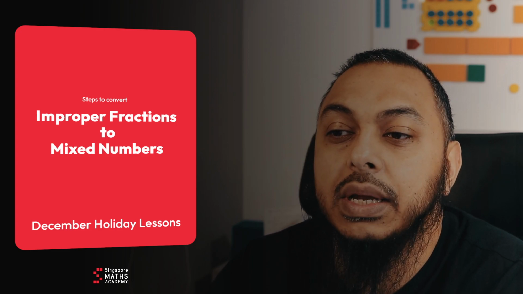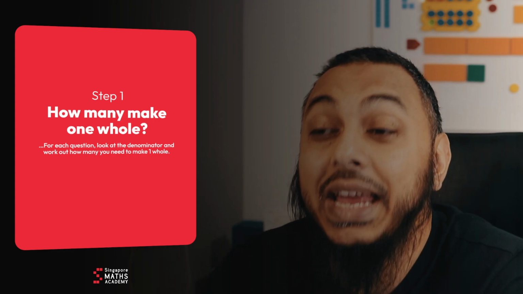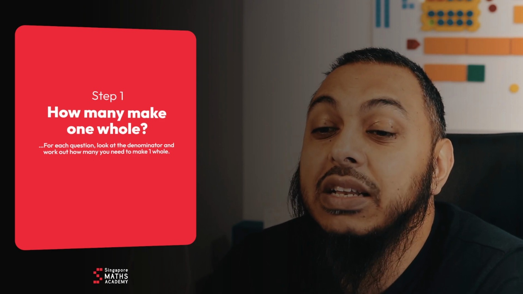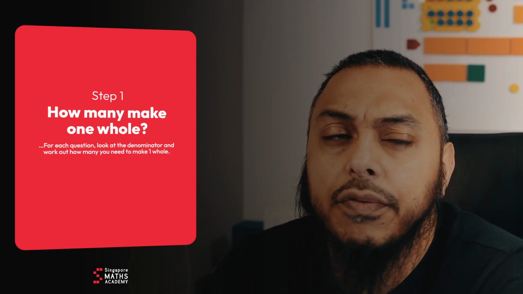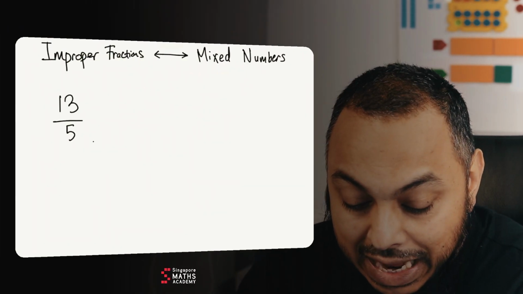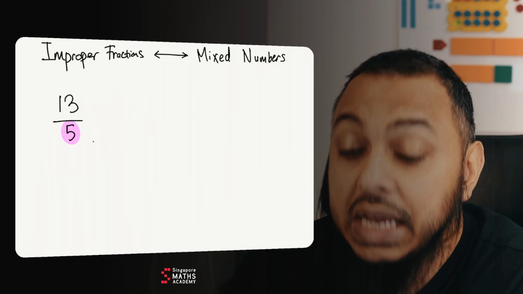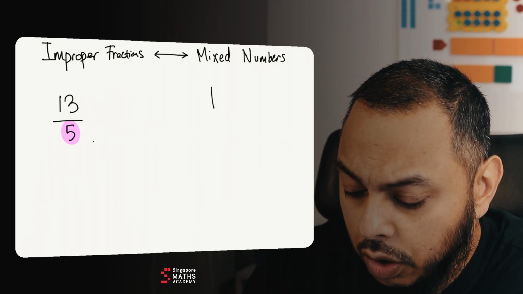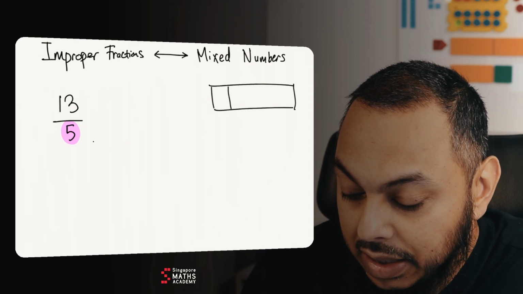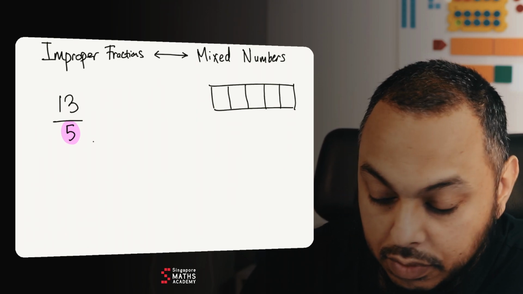So the first step is for us to make sure we know how many make one whole. Okay, so for each question, look at the denominator and figure out how many of those make one whole. So let's have a look at our denominator. Our denominator is 5, which means it's fifths. So if we think about one whole and it's going to have 5 equal parts, then that must mean there needs to be 5. These are all fifths.